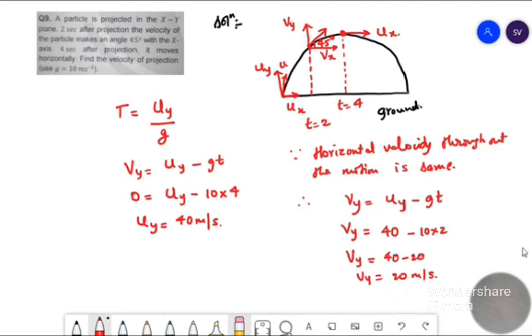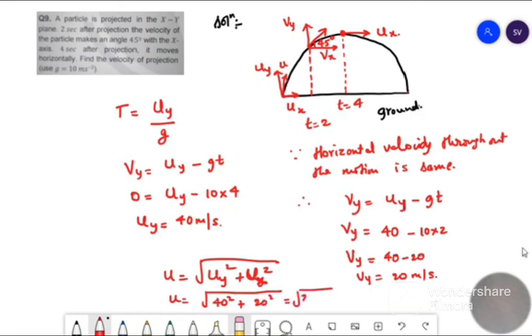Now this u is nothing but the resultant of ux squared plus uy squared, right? At t equals 2, ux is equal to vx, and vy equals vx, so vy is the same as ux. Therefore this equals the square root of 40 squared plus 20 squared, which is the square root of 2000, which is 20 root 5 meters per second. So that is the answer for the velocity of projection: 20 root 5.